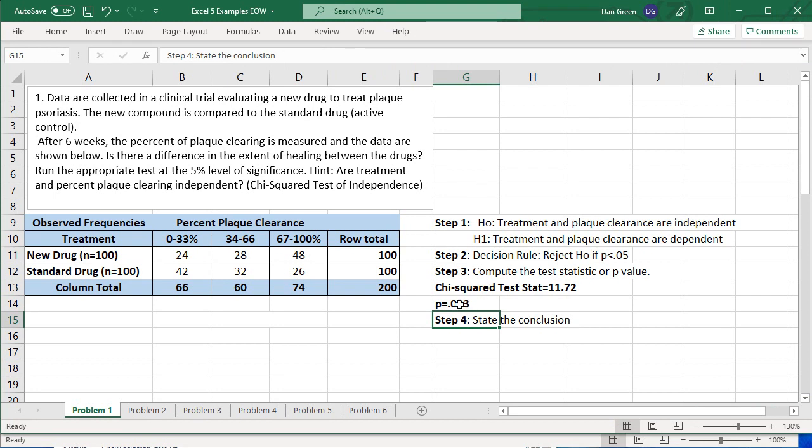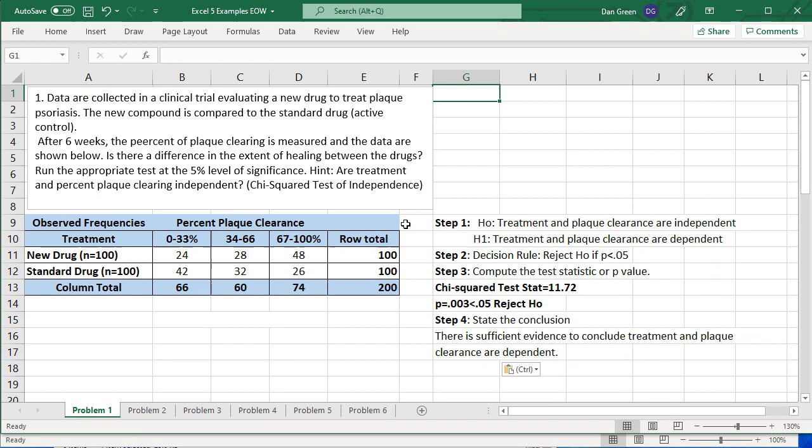So what we notice here is our p-value of 0.003. That is less than 0.05. So that means that we are going to reject H0. That means our sample evidence is too extreme to be by chance at the 5% level. And then we'll go ahead and state our conclusion. So in the context of this problem, if we're rejecting the null hypothesis, we're accepting the alternative hypothesis. So we would say that there is sufficient evidence to believe that treatment and plaque clearance are dependent.